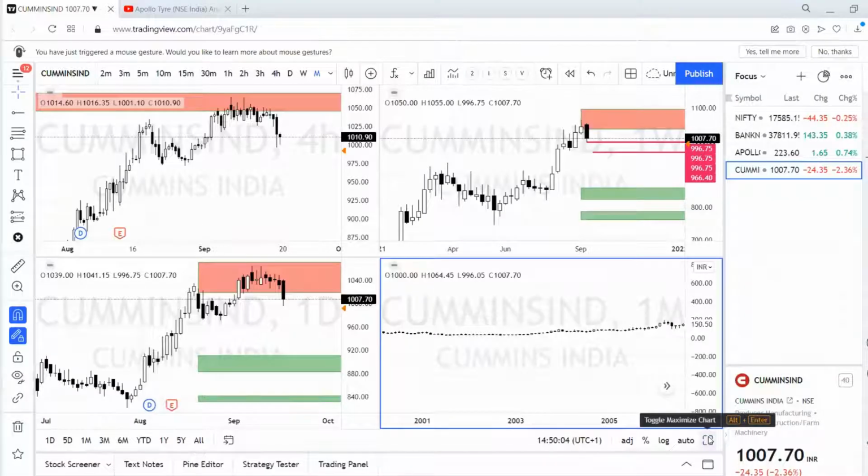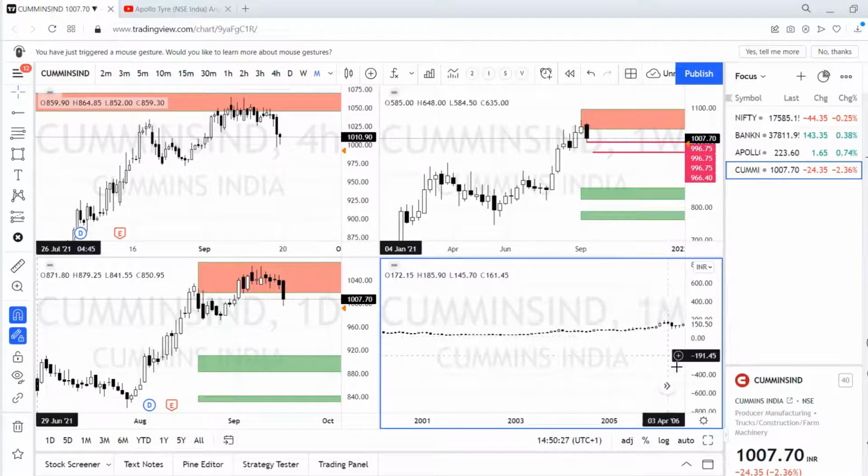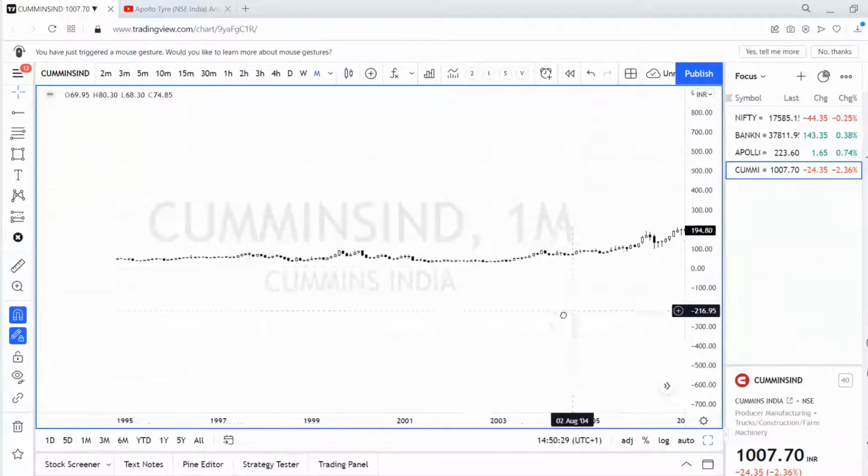I am going to analyze Cummins India from NSE. We are going to see the share price movement from multiple time frames, at least 4 time frames, which I generally use for trading, which is monthly, weekly, daily, and 4-hour. We will start with the monthly, which is the long-term view of this.